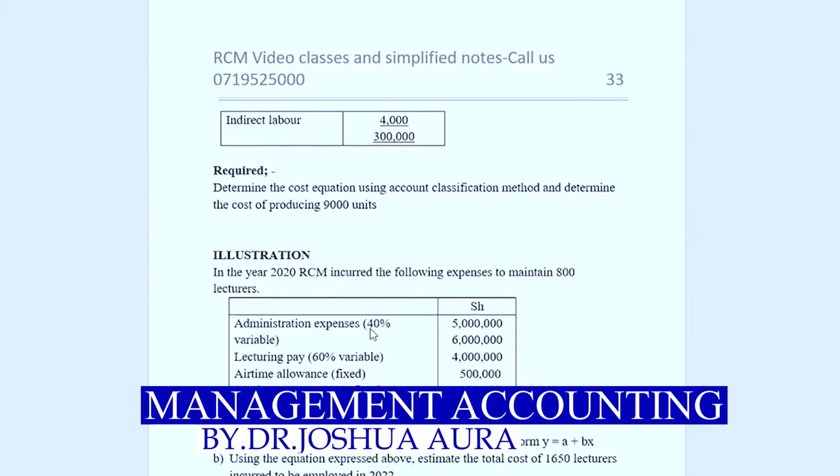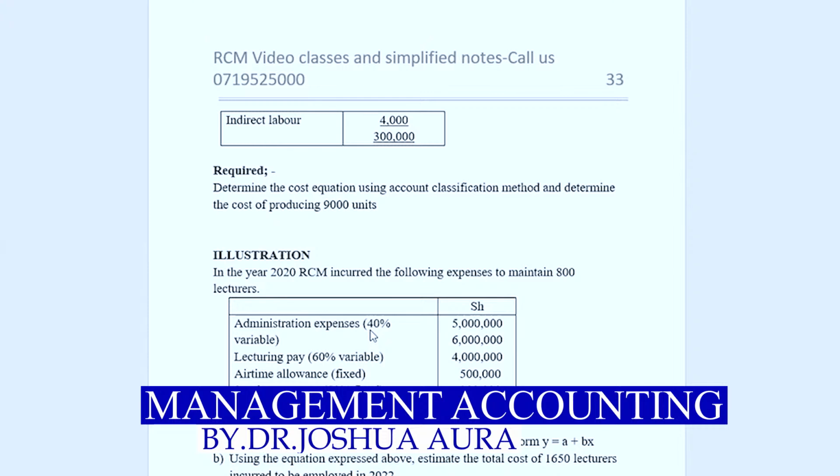So we have administrative expenses, 5 million, of which 40% is variable. And then, ladies and gentlemen, after administrative expenses, what next there? We happen to be having lecturing pay, 60% variable. Over how much? 60% variable of 6 million.